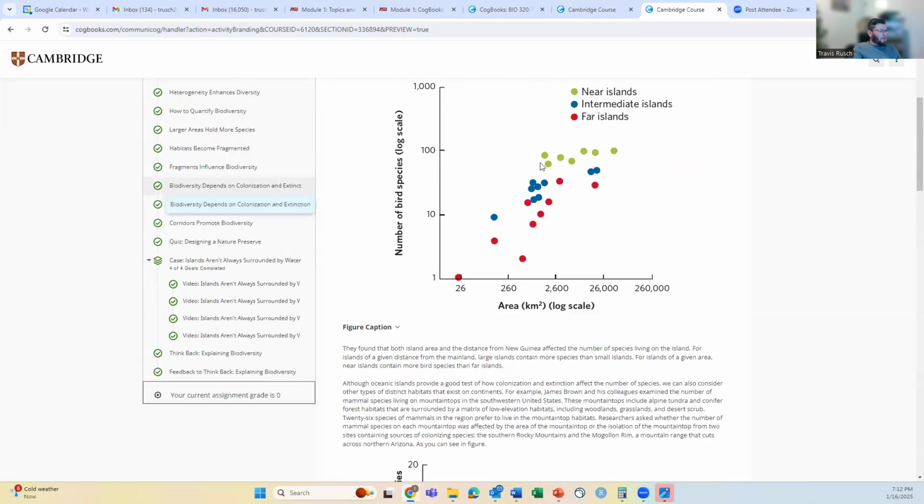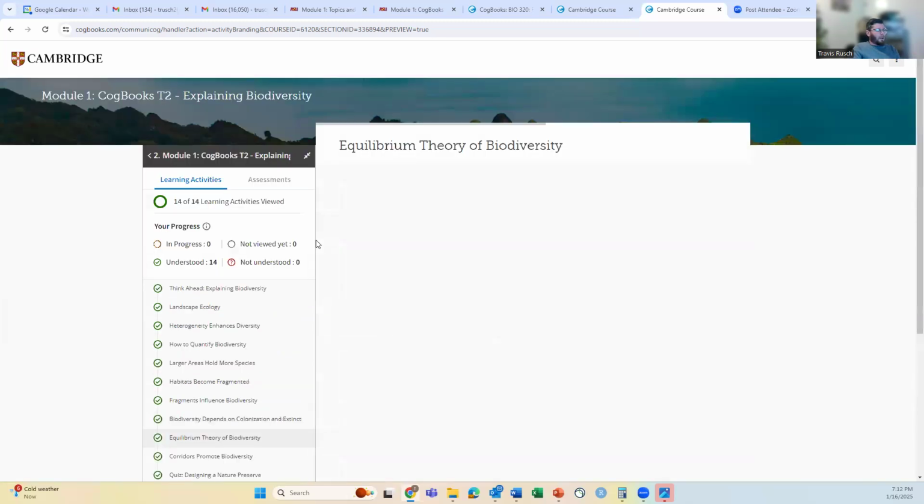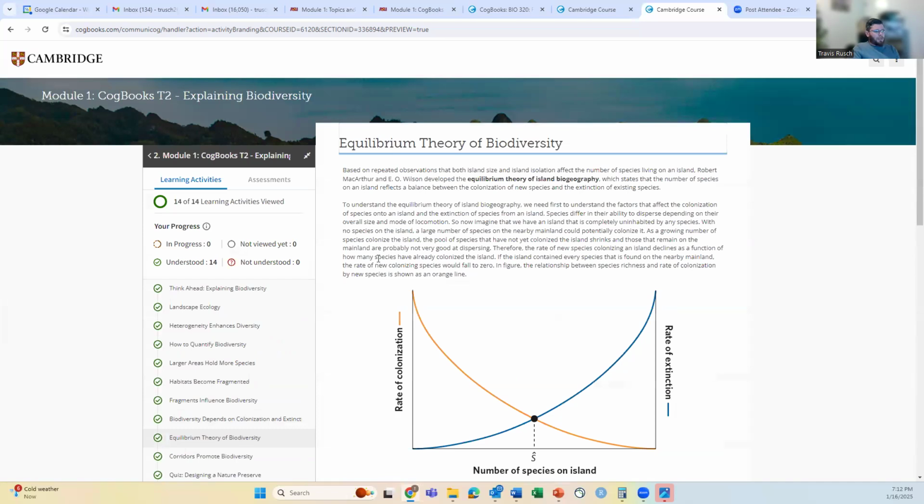And what it'll get into is just some examples of how a larger area is going to have more bird species. We kind of already talked about that. And islands that are larger and nearer to the mainland are going to have even more bird species. So they kind of break it down and get a little more technical with it. And that gets us into this theory, right? The equilibrium theory of biodiversity.